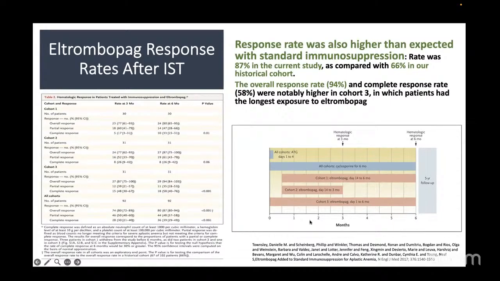So here in cohort 3, they started Eltrombopag on day 1 itself, whereas in cohort 2, they had started it on day 14 to 3 months, and in cohort 1, they had started Eltrombopag from day 14 to 6 months. So this study tells us that addition of Eltrombopag at the earliest and giving it for 6 months has the best possible outcomes in the treatment paradigm of severe aplastic anemia.